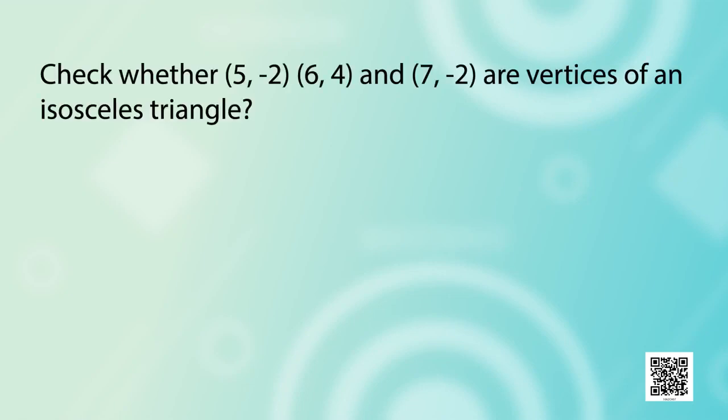Check whether the points (5, -2), (6, 4) and (7, -2) are vertices of an isosceles triangle. Children, do you remember what is an isosceles triangle? A triangle whose 2 sides are equal. So if we prove that any 2 distances between these 3 points are equal, they will certainly form the vertices of an isosceles triangle.